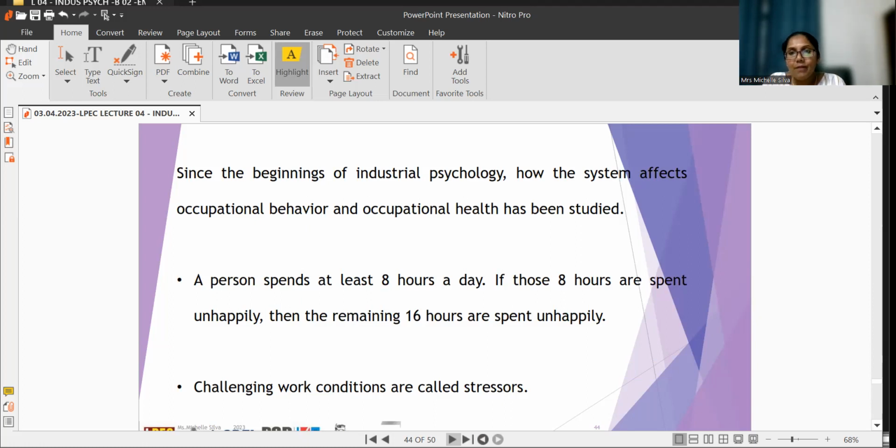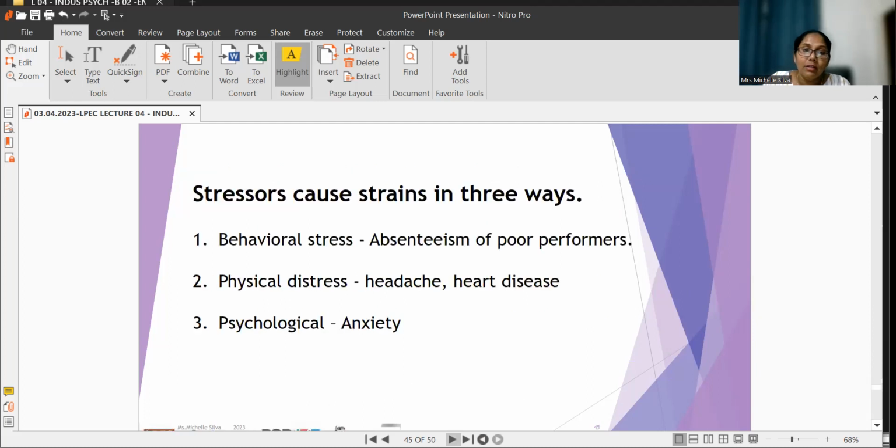So therefore, industrial psychologists have understood the importance of reducing occupational stress during the work hours.